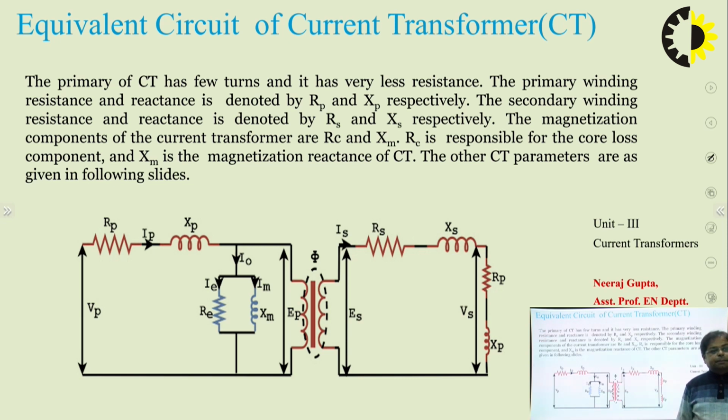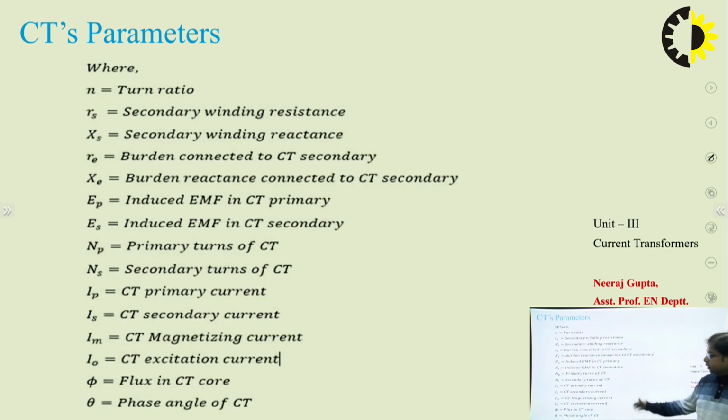So this is the complete equivalent circuit. Here is the description of these parameters: the turn ratio, RS, XS, all of which I have already told you about. IM is the CT magnetizing current, I naught is the CT excitation current, phi is the flux in the CT, and theta is the phase angle of the CT, that is, the angle between IP and IS, the primary and secondary currents.